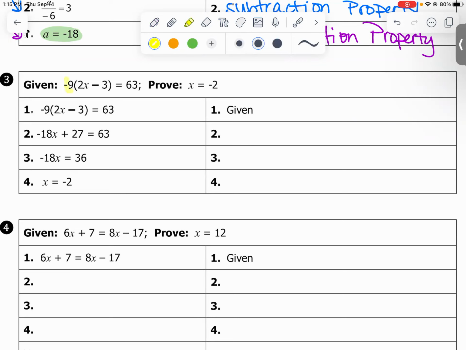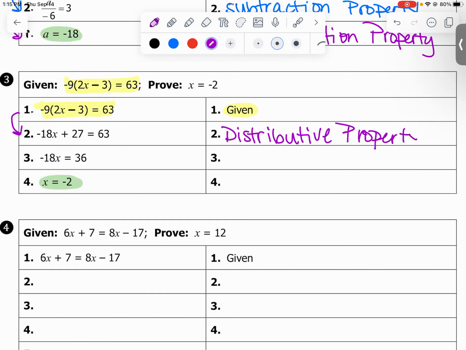Here is our given information that we are going to start with. Our first reason is given, and we're trying to prove that x equals -2. All right, what's happening from step 1 to step 2? What are we doing, Clark? They distributed the -9 and multiplied it into the 2x minus 3.